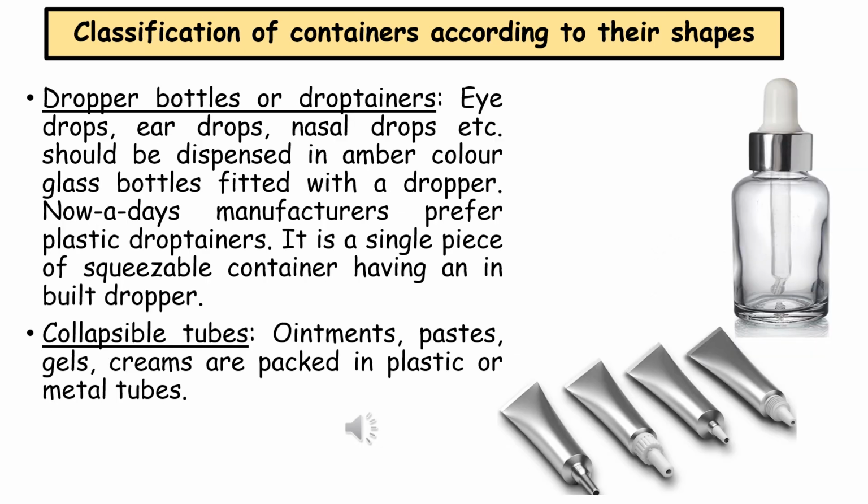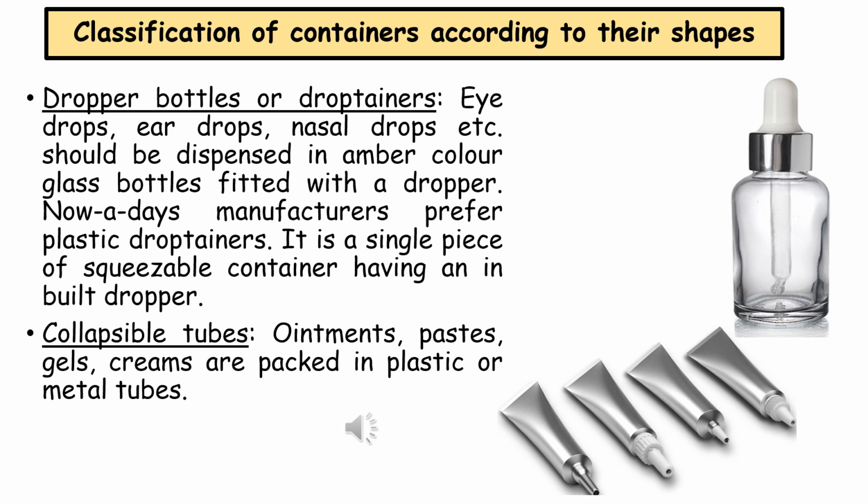Dropper bottles. These dropper bottles are plastic or glass bottles fitted with a dropper, and they are used for dispensing a small amount of liquid. Preparations like eye drops, ear drops, nasal drops are dispensed in these types of bottles, and for dispensing eye drops, ear drops and nasal drops, amber colored glass bottles are preferred. It is a single piece of squeezable container having an inbuilt dropper.